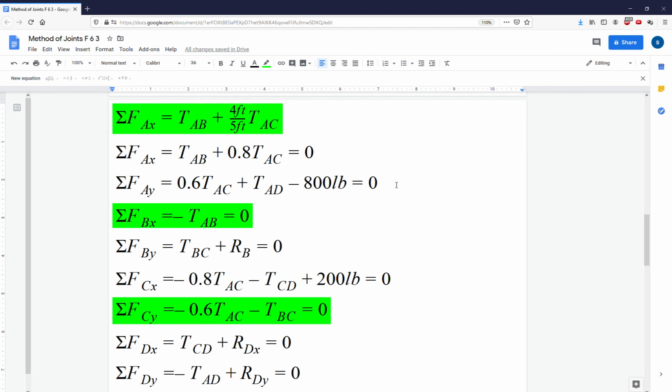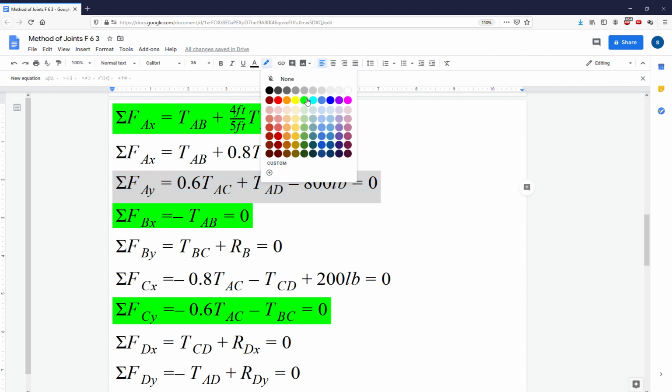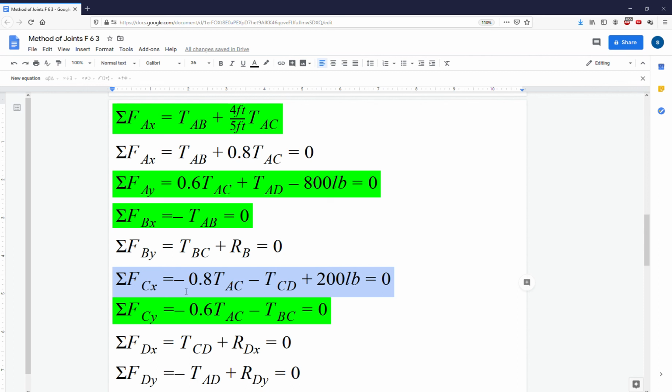To find TAD, we can use the sum of forces on A in the y direction. We already know that TAC is 0, and so this gives us that TAD must be 800 pounds. Likewise, in the sum of forces on C in the x direction, we already know that TAC is 0, so this tells us that TCD must be 200 pounds. Once again, we have not used these 3 equations, but the problem does not ask us to solve for the reaction forces, so we do not need to know these.